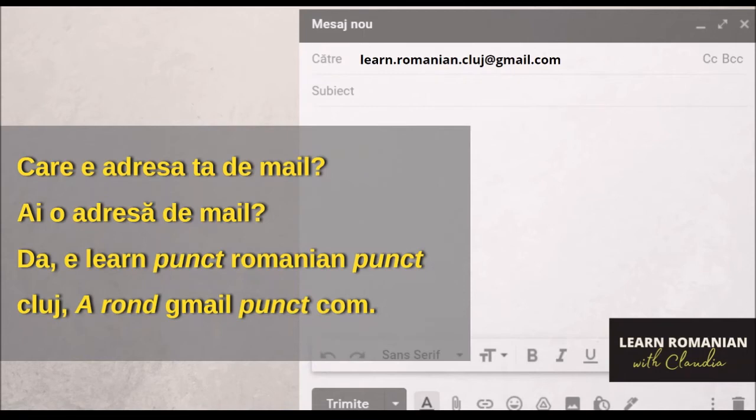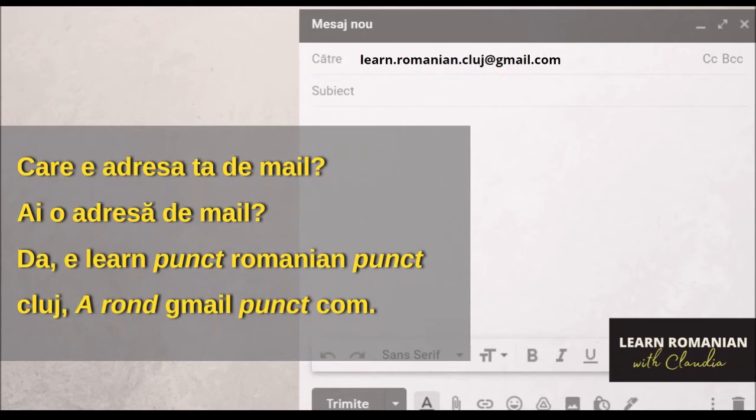Ai o adresă de mail? Do you have an email address? Now, this is like asking someone on the street, do you have a watch, when you see that they have a watch? You are assuming that they already have this, and this is just a polite way to ask for somebody's email address. You're not literally asking them whether they have an email address or not, because everybody has email, I hope. So, ai o adresă de mail?